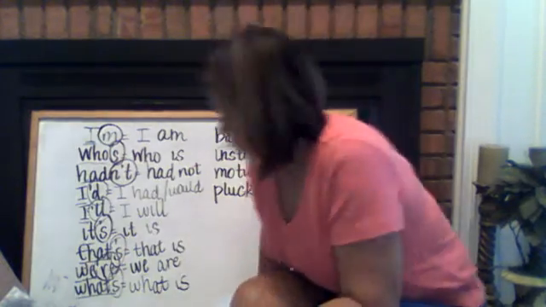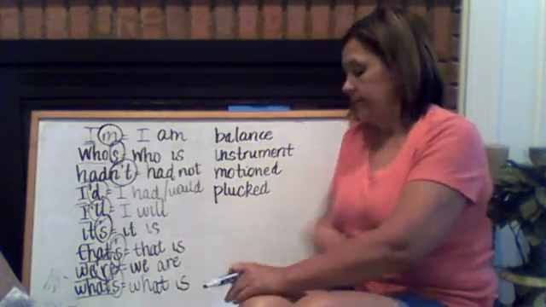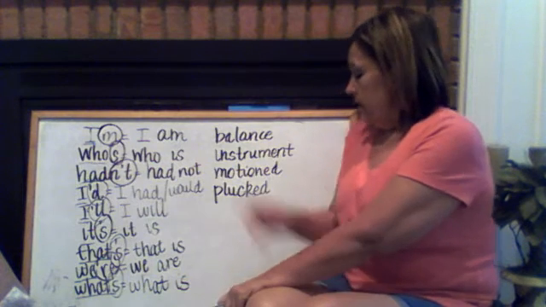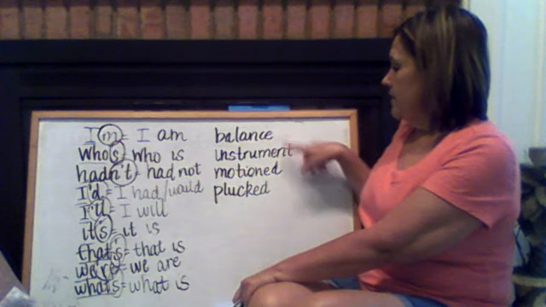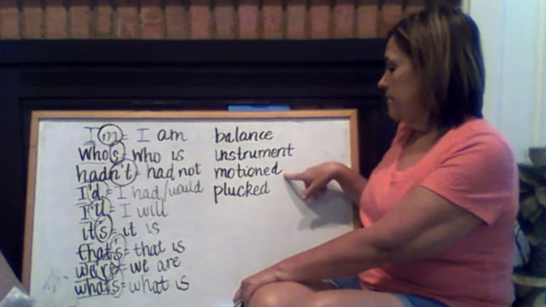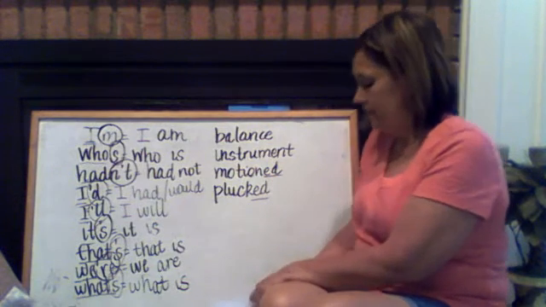Okay, for part 1 of Granny Nell's Dulcimer, and this section is titled The Dulcimer, your sight words or your vocabulary words are balance, instrument, motion, and plucked. And these happened in the past because of ED.